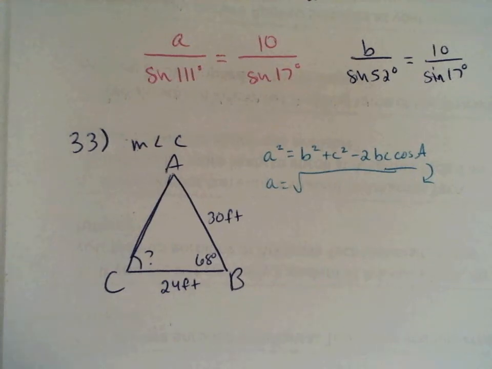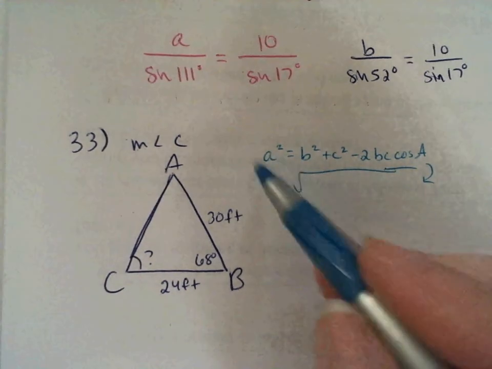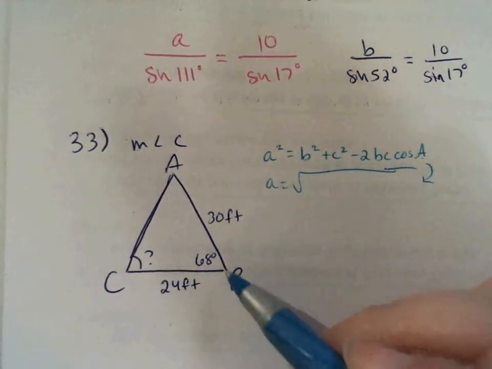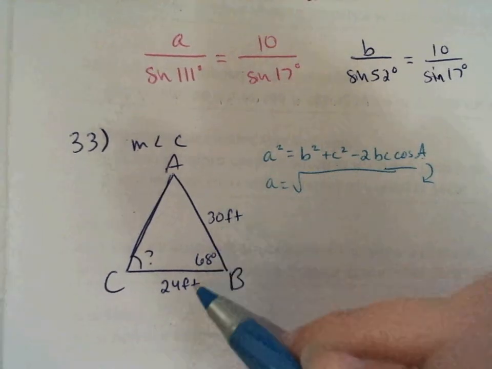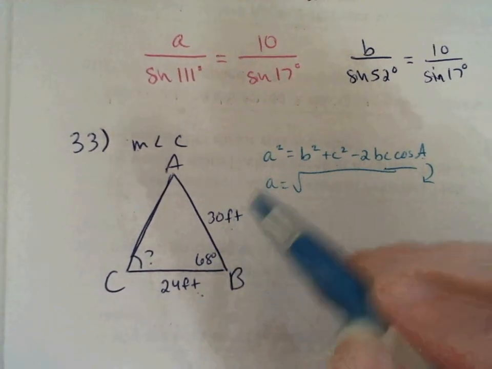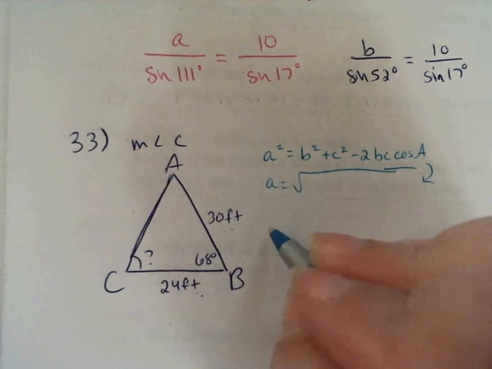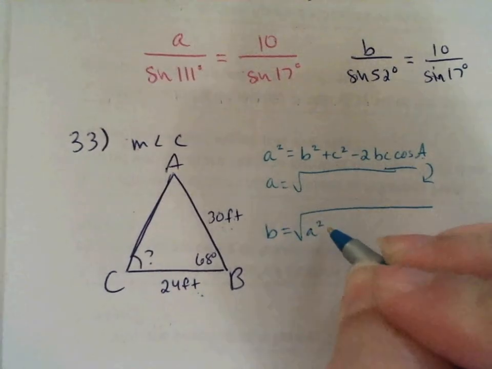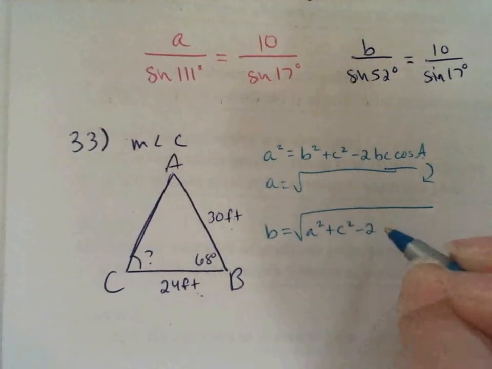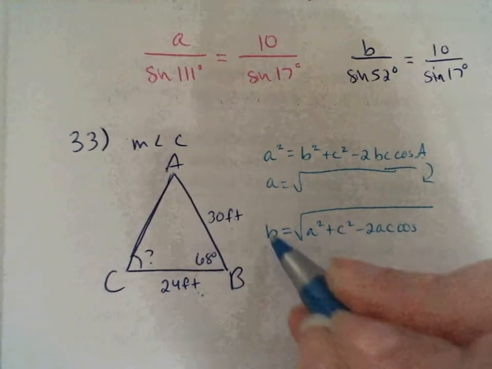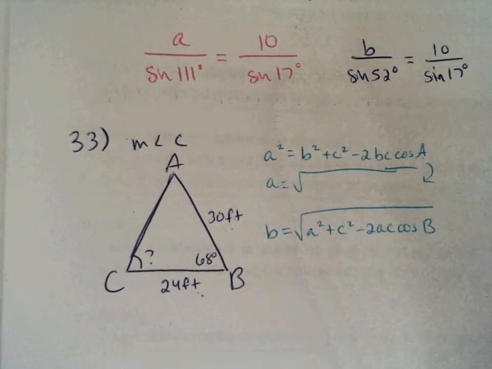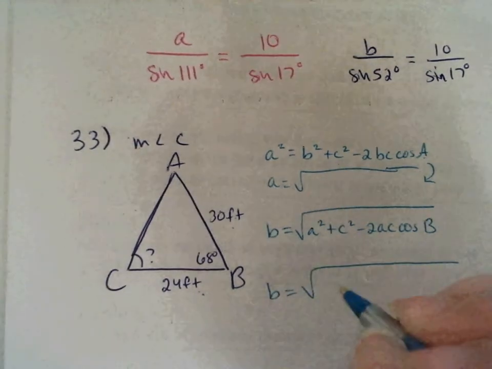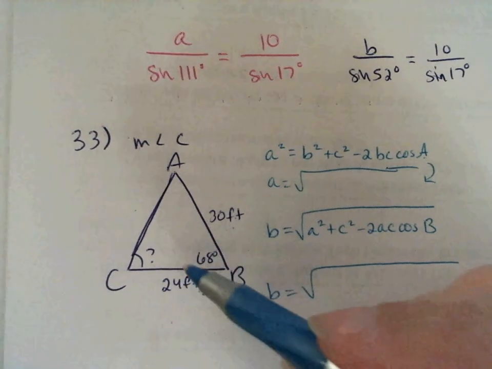What I want to do is use this to solve for, think about what I know, okay? This solves for side length A, knowing angle A and the other two side lengths, right? Well, I know angle B, and I know side A and side C, right? So I'm going to replace A with B. B equals the square root of the other two sides squared, so A squared plus C squared, minus 2 times the other two sides again, A times C, times the cosine of the angle of the side right here, cosine of angle B.